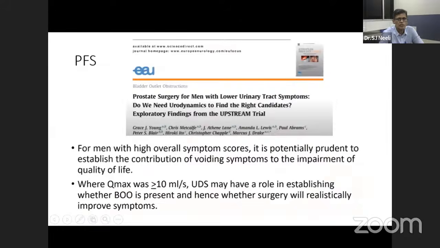So is there any role for urodynamics then? After the UPSTREAM study, there was a subset analysis, and they found that for men with overall severe symptom scores, it is prudent to establish the contribution of voiding symptoms to the impairment of quality of life. For them, it is indicated. And then in those patients in whom the Qmax is more than 10 ml per second, urodynamic study has a role in establishing bladder outlet obstruction.